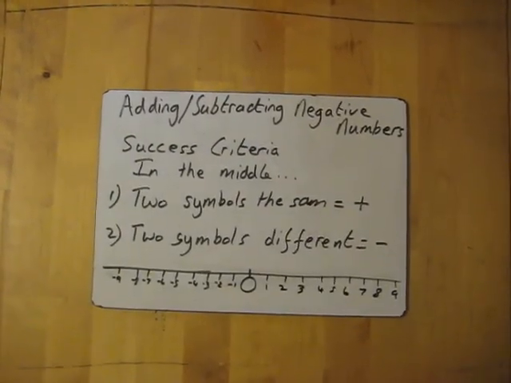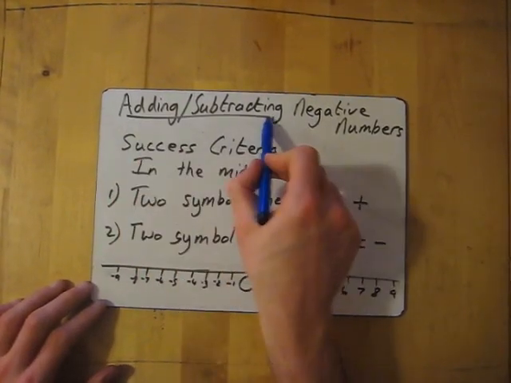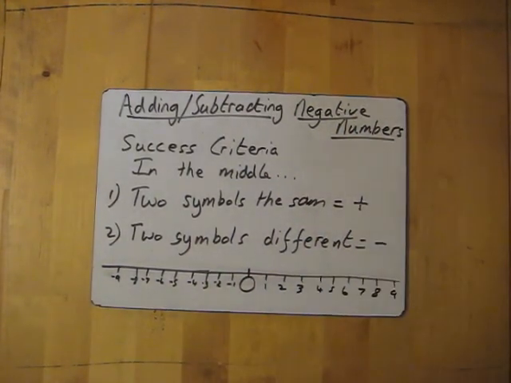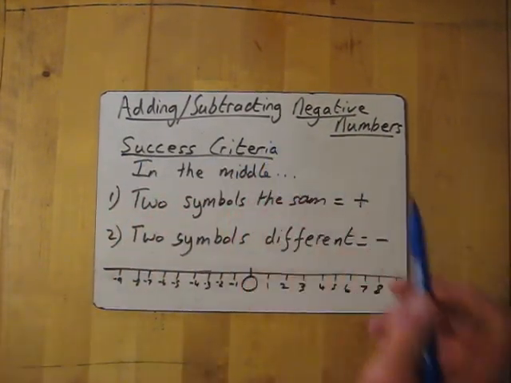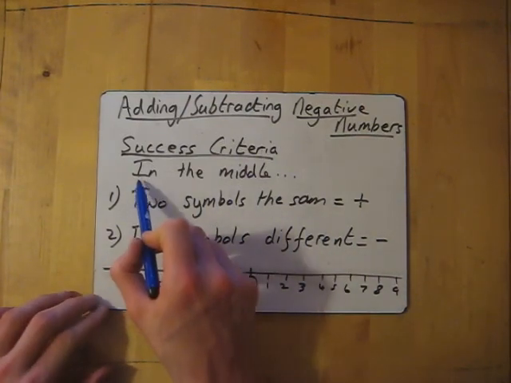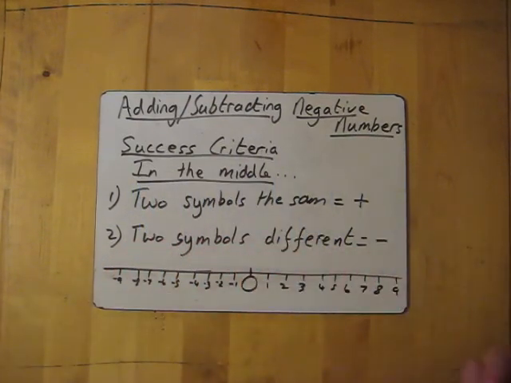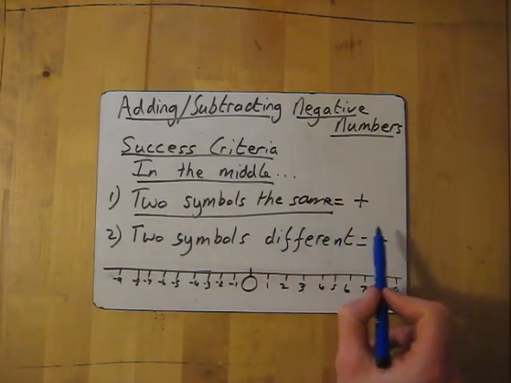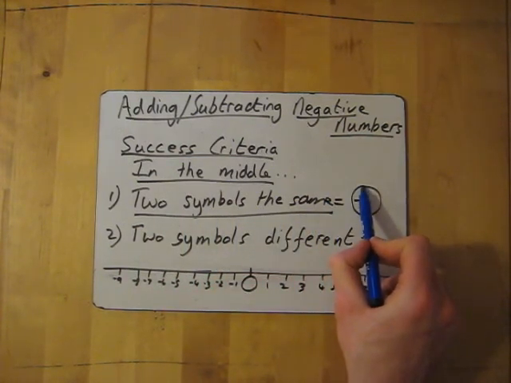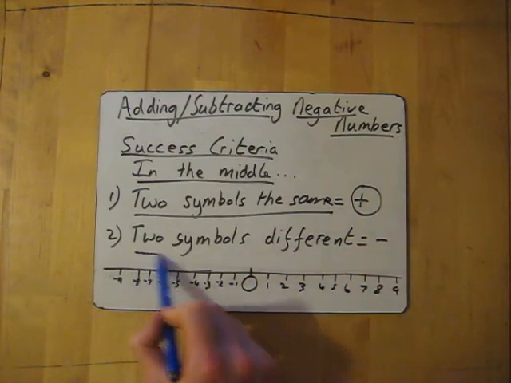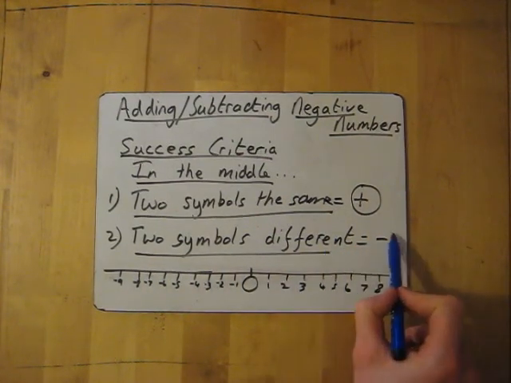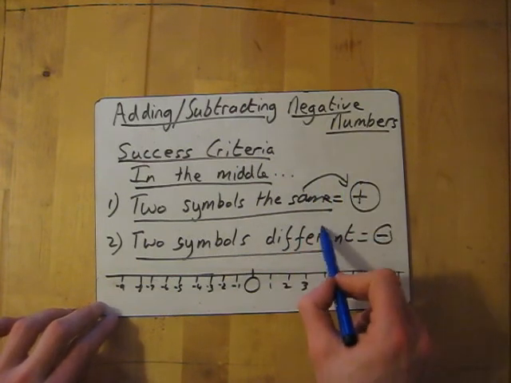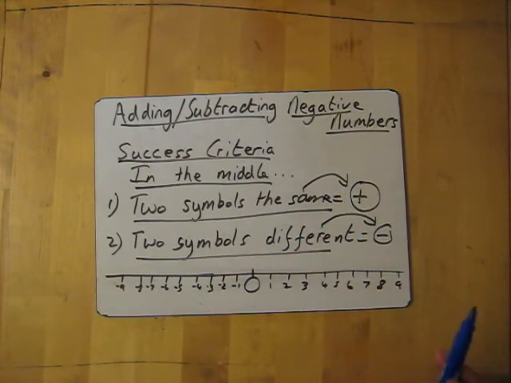Right, now we're going to have a look at adding and subtracting negative numbers. So, success criteria for this. What you need to do is look at the middle of the question, and if the two symbols are the same in the middle, then you need to add the numbers. However, if the two symbols are different, you need to subtract. So same, you have to add; different, you need to subtract.